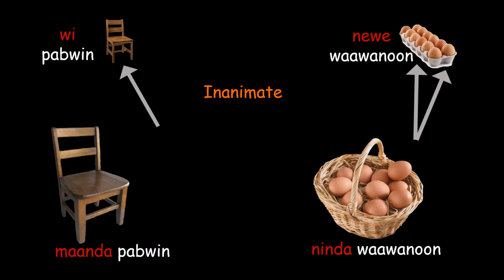And using the terms with objects, chair is inanimate. Manda pubwin. This chair. We pubwin. That chair that's farther away or in the background, over there. Ninda wawanon. These eggs that are near me. And those eggs. Newe wawanon. Those eggs that are over there. Manda pubwin, we pubwin, ninda wawanon, newe wawanon.